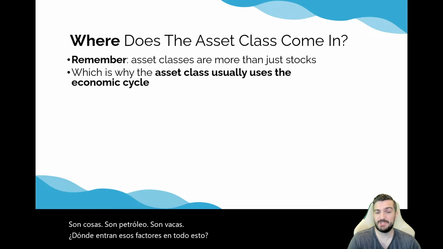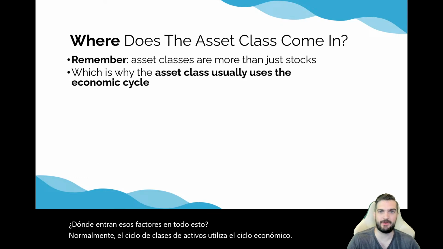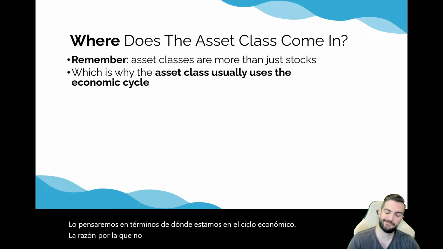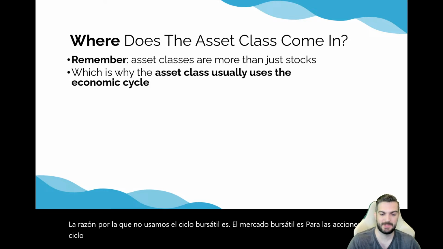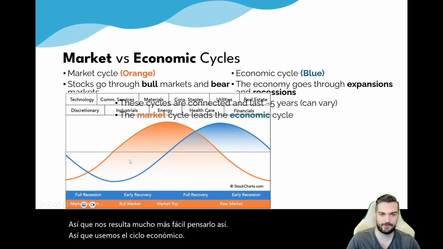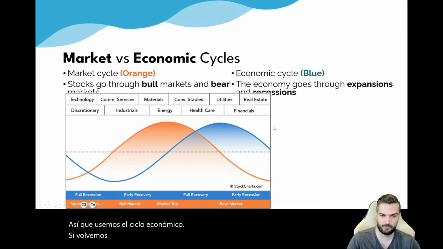Well, usually the asset class cycle is going to use the economic cycle. We will think about it in terms of where we are in the economic cycle. The reason we don't use the stock market cycle is the stock market is for stocks. The economic cycle is for the economy. So it's a lot easier for us to think about it like that. So let's use the economic cycle. If we go back for a second, it's the blue. We're going to think about this blue cycle.